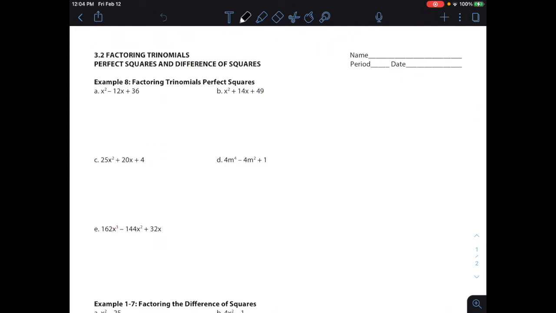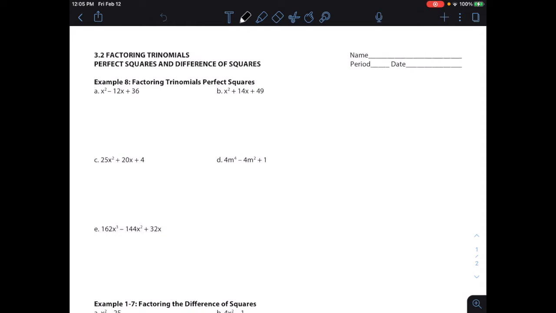This week we are going to talk about three different types of factoring, and the first two are in this assignment. The first two are factoring perfect squares and factoring the difference of squares. With perfect squares, what that refers to is that a perfect square is any number or variable times itself. So, for example, x times x is a perfect square because it equals x squared. 4 times 4 is a perfect square. It equals 16. So that's going to be the key. We're going to have to look for those perfect squares.